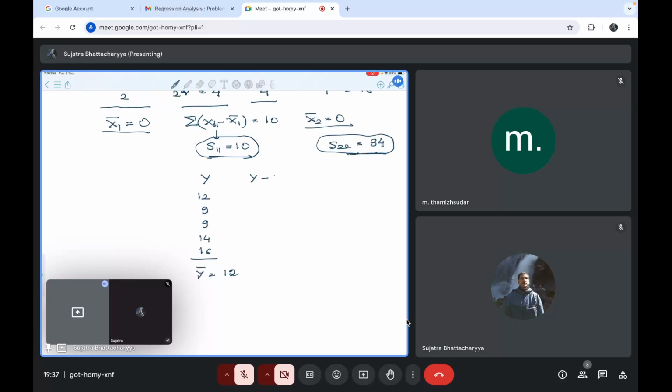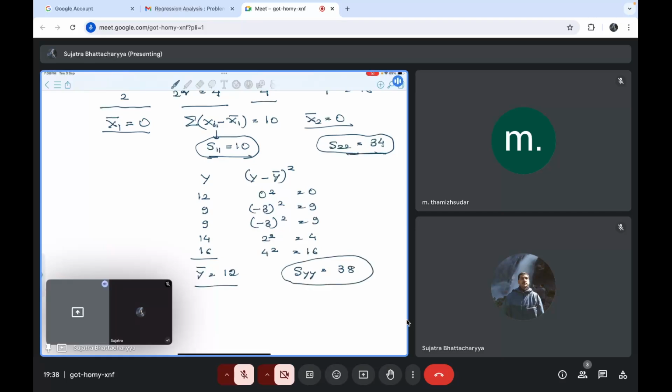And what I did here is (y minus y bar) squared. So 12 minus 12 is 0 squared. 9 minus 12 is minus 3 squared. 9 minus 12, minus 3 squared. 14 minus 12, 2 squared. And 16 minus 12, 4 squared. So this becomes 0, this becomes 9, this is 9, this is 4, and this is 16. If you add them, SYY is 16 plus 4, 20, 29, 38. Right? SYY is 38 and Y bar is 12.